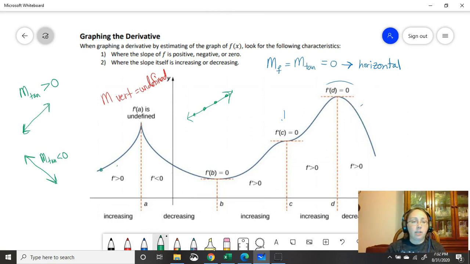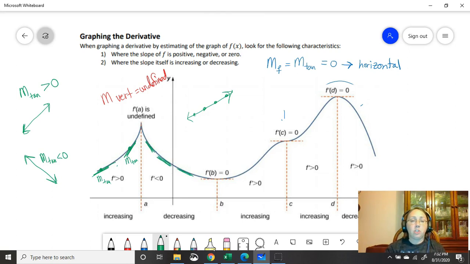So let me show you. If I take this slope right here, this tangent line, versus the one here, this tangent line. What do you notice about the tangent lines? The slope is getting bigger as we go along the curve. So the derivative is increasing. The value of the derivative, the value of the slope, is increasing. If we go down this next section, look at the tangent lines. Look at the slope of the tangent lines.